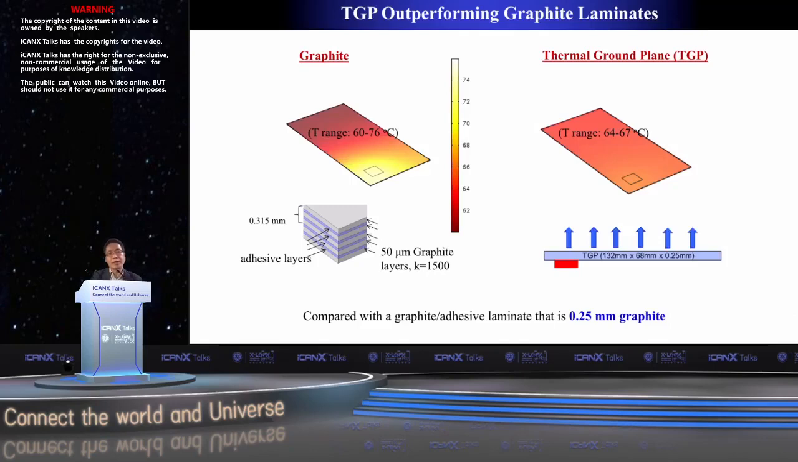Now, I compare here a graphite and a device like what I have, a thermal ground plane. I put in the power, I forget how many watts, I believe about 5 watt or something, which is similar to the power we have in smartphones. If you have graphite, you see the temperature ranges from 60 to 76 degrees C. If I put in my thermal ground plane, it's 64 to 67 degrees C. In other words, the temperature is much more uniform using these devices. It's better than graphite. The reason is our effective thermal conductivity is about 6,000 or more, much higher than graphite, which is about 1,500.